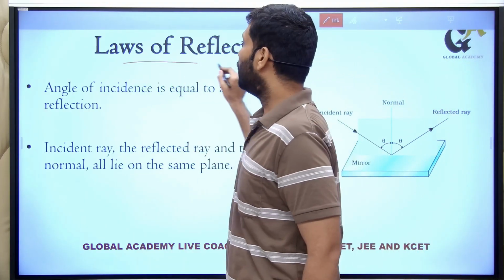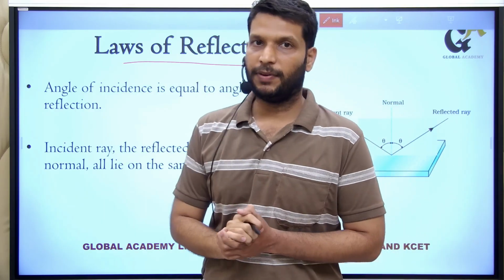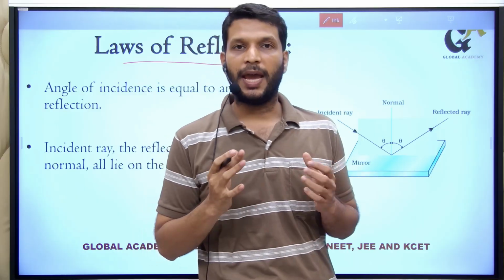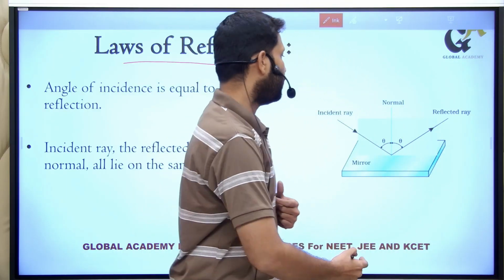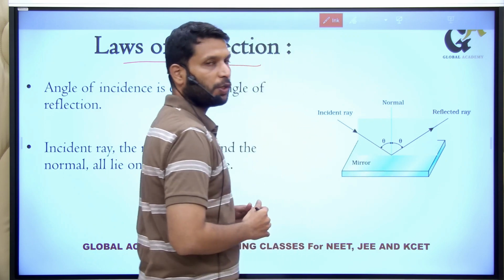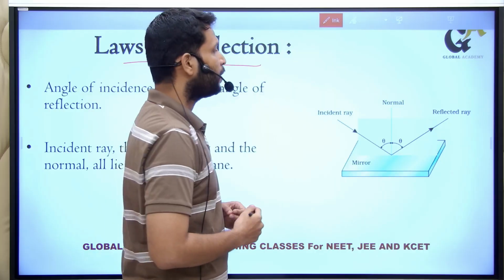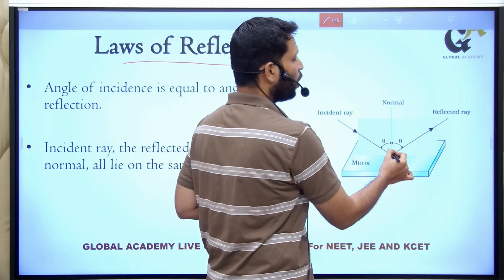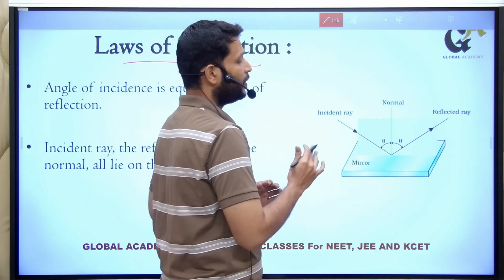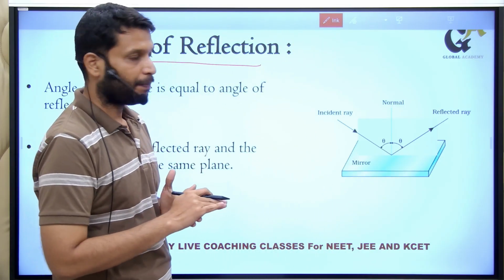First one is laws of reflection. There are especially two laws of reflection. First law says the angle of incidence is equal to angle of reflection. See here, there is an incident ray which falls on the mirror, which gets reflected in one particular direction. So here we have drawn one normal. Normal means it is a perpendicular line which makes 90 degrees to the plane of the mirror.